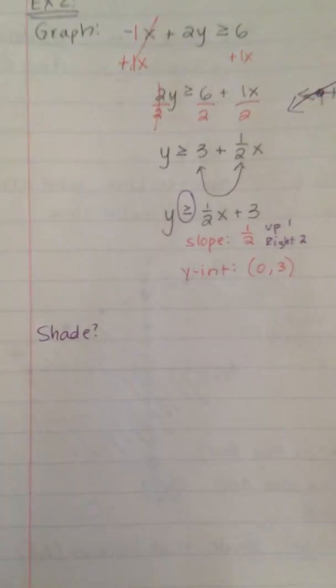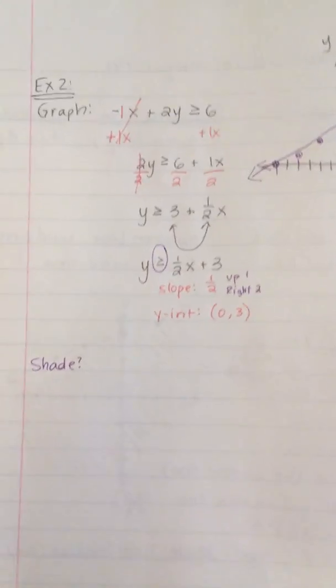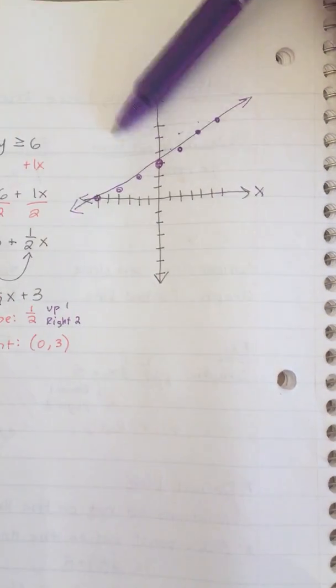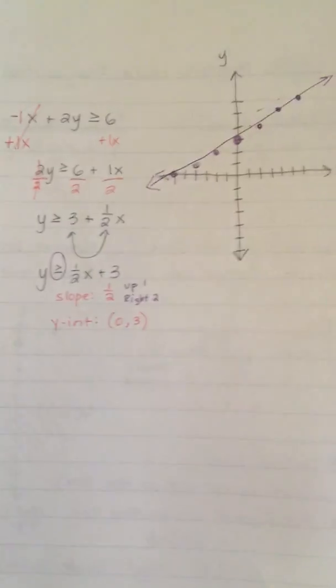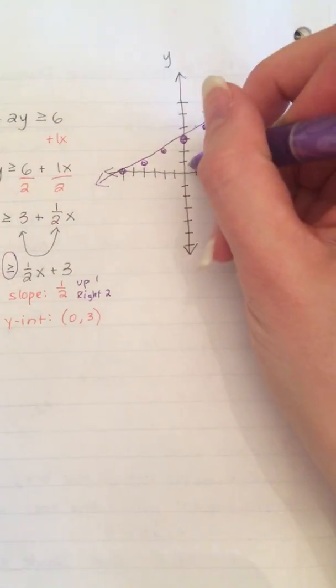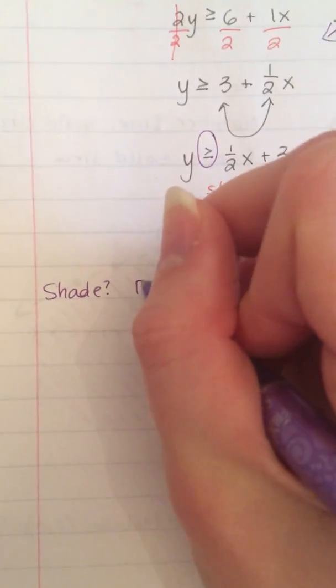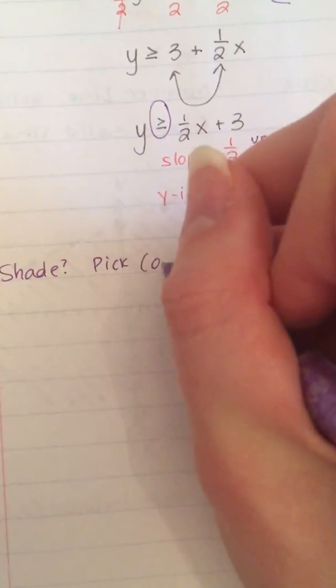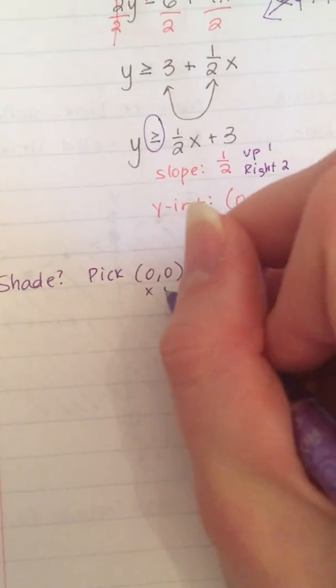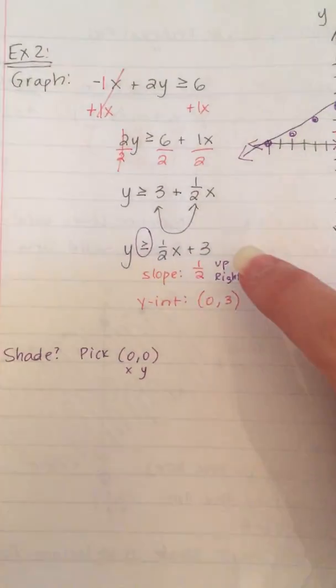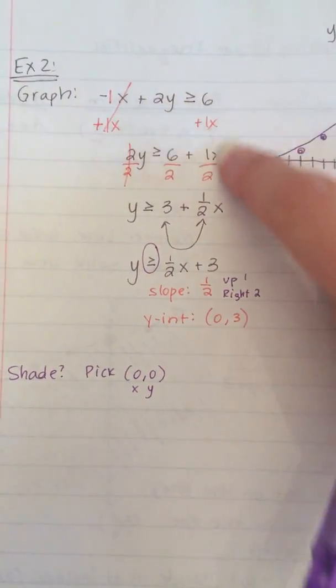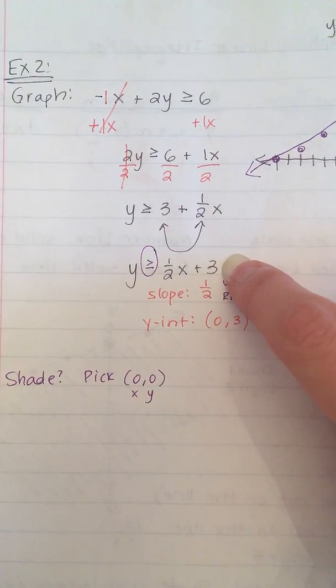So do you remember how to figure out which side to shade? We're either going to go above the line or below the line. So you want to pick a point that is not on the line. Most times you can pick 0, 0. Okay, so if I pick 0, 0, those are my x's and y's that I can plug into the original inequality. I think it'd just be easier to plug into this one.